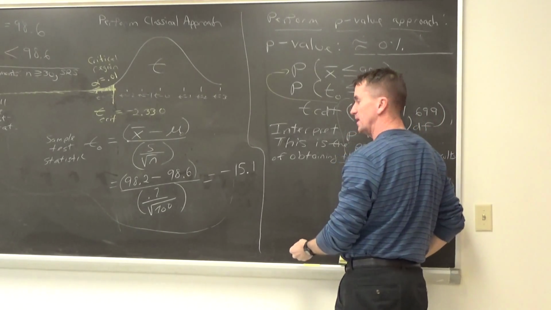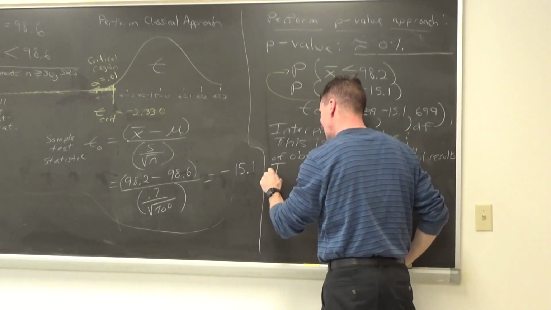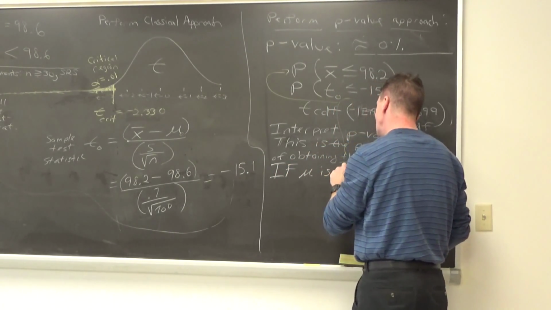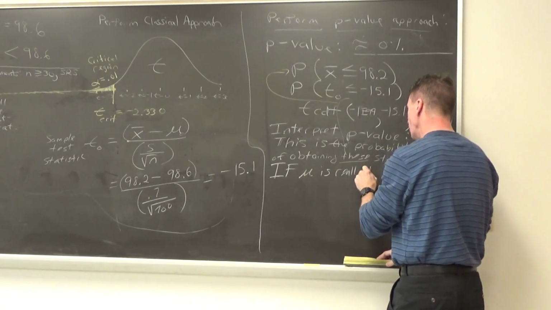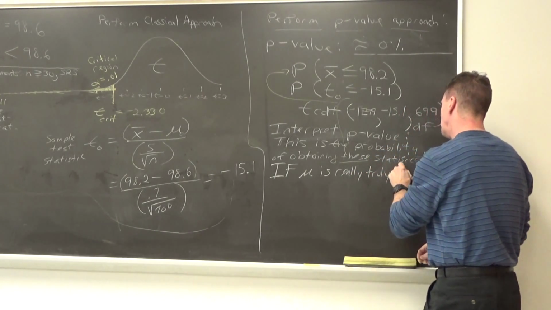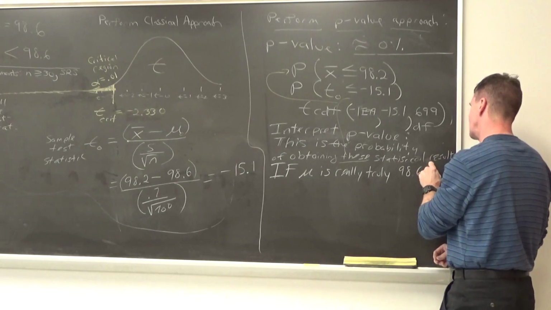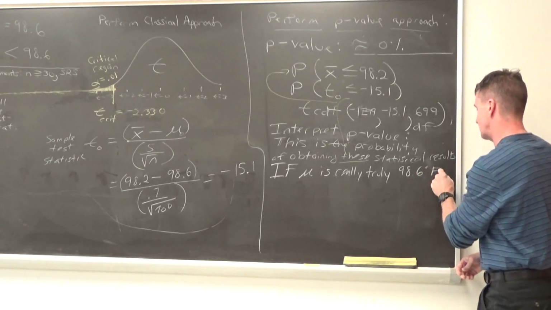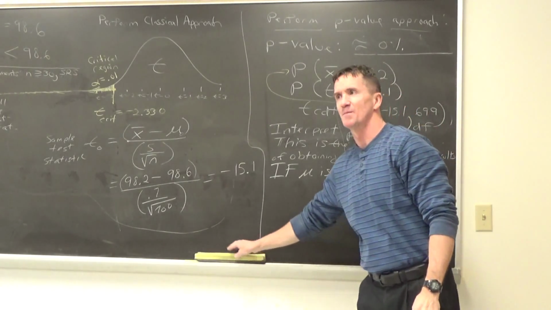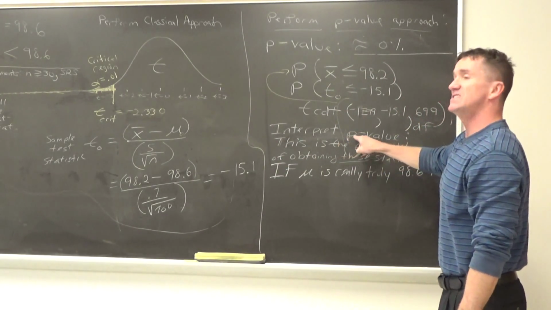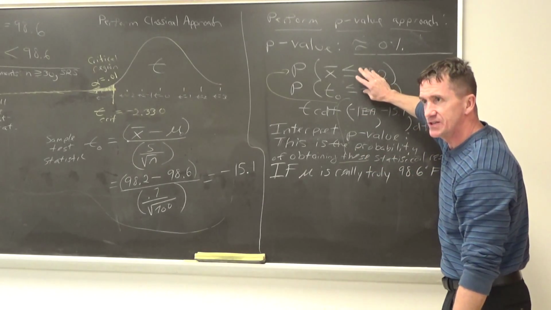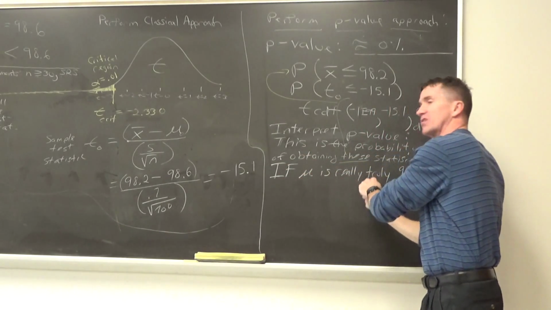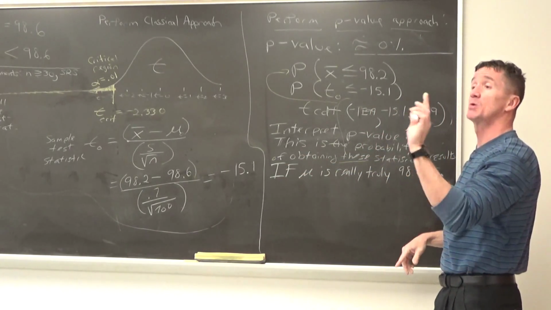And then I'm going to put this really big. If mu is really, truly 98.6 degrees Fahrenheit. That was the status quo, right? And I'll put a period. I'll put one more sentence. Well, this is my first sentence. This is the probability of obtaining these results here, of getting them, going out in the world and getting them, if mu is really what? 98.6.